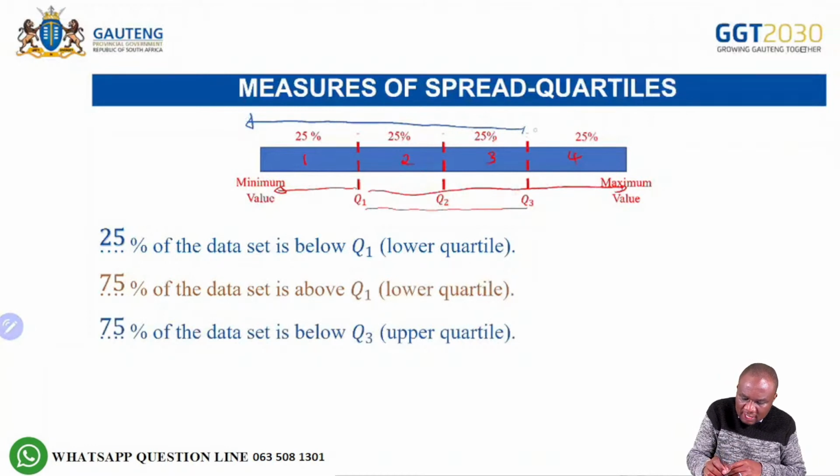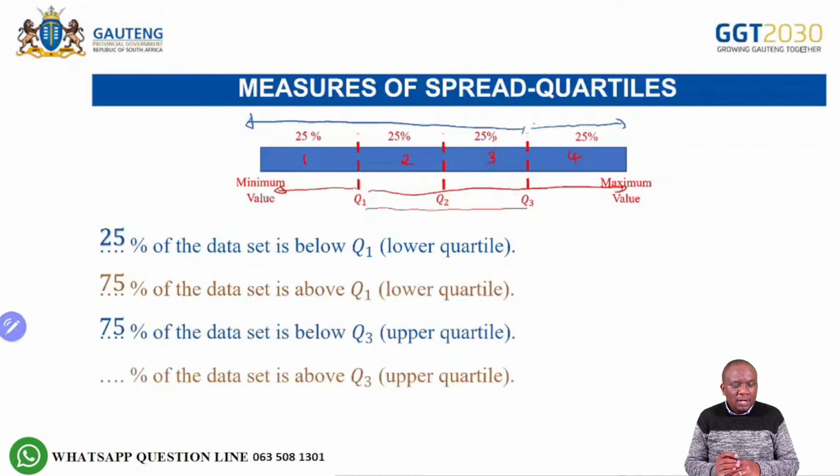And then how many percent above Q3, the upper quartile? Above the upper quartile? Only 25%. So upper quartile means 75% below it and 25% above it. Let's say if I say your mark is the upper quartile, it means 75% of your colleagues got a mark below your mark and 25% of your colleagues got a mark above your mark. You see that? Okay, right.